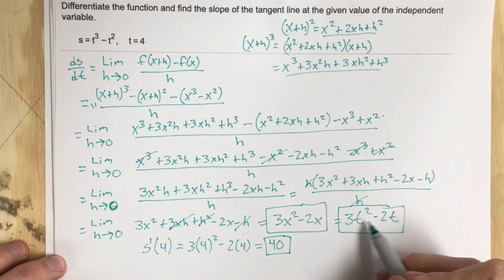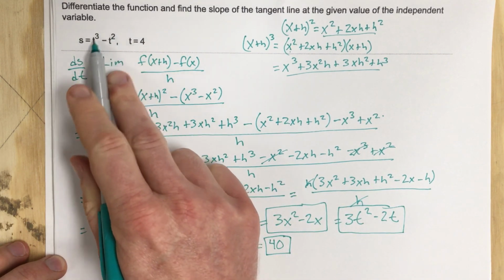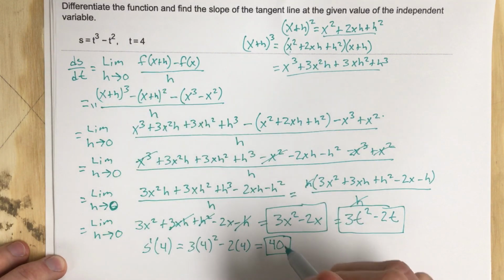So we have 3t squared minus 2t, which is the derivative, which is the expression for the slope at any point on this function. And at the point t equals 4, we get a slope of 40.